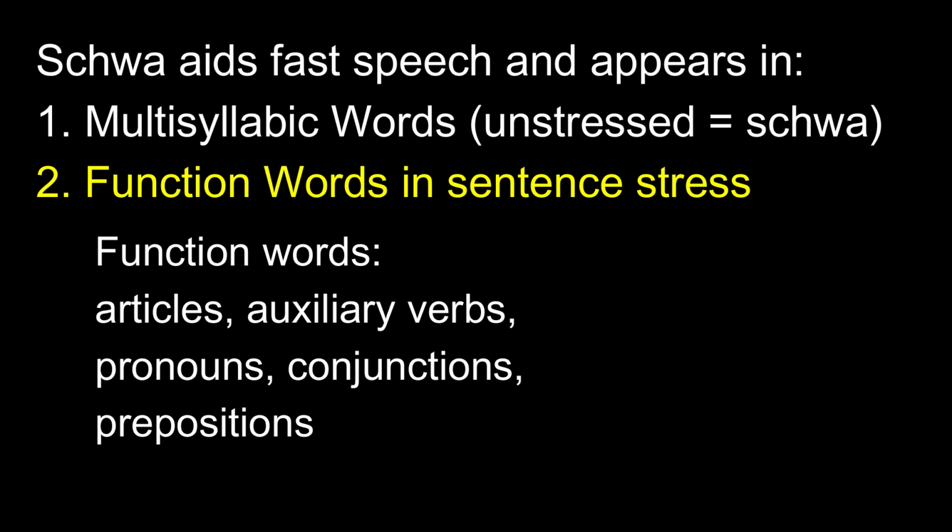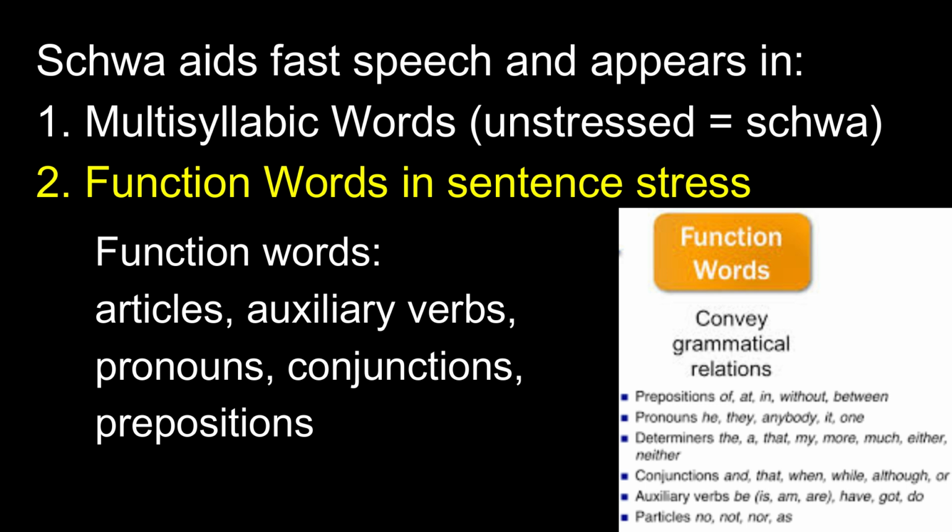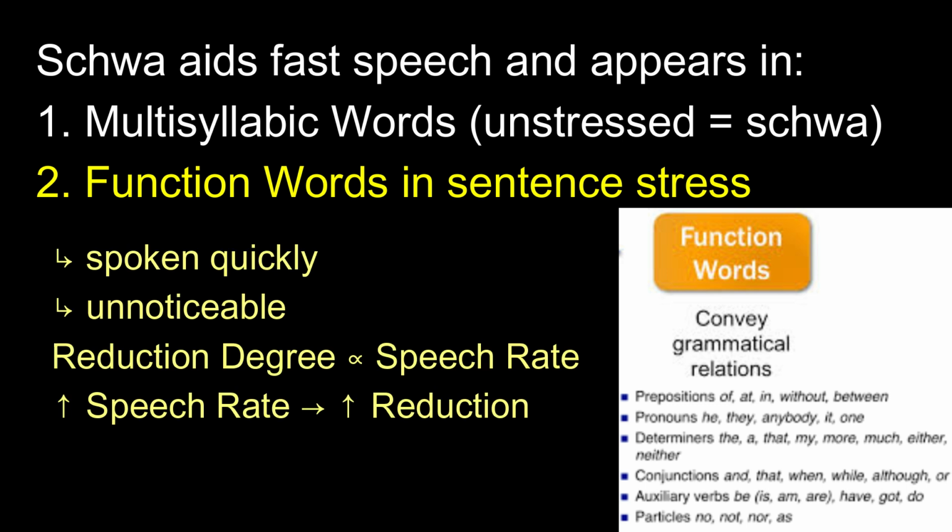Function words are grammar particle words like articles, auxiliary verbs, pronouns, conjunctions, and prepositions. In a phrase or sentence, these function words are usually not stressed, so they are greatly reduced. They are spoken quickly and unnoticeably. The degree of reduction depends on the rate of speech delivery. The faster the speech is, the greater the reduction is. These are some examples of function word reduction.